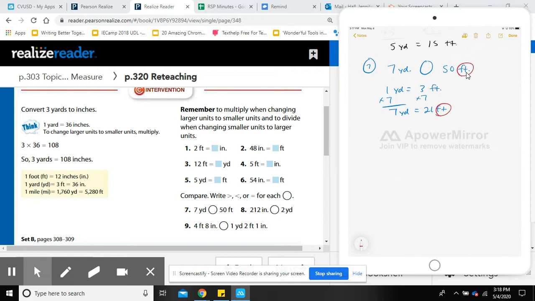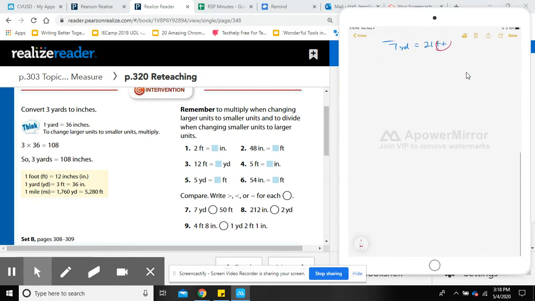So if this is 50 feet, well, I know that 7 yards is equal to 21 feet. So I'm going to write that down here, 21 feet, because those are the same. 7 yards is equal to 21 feet. Now I can compare feet to feet. What is bigger, 21 feet or 50 feet? 50 feet. So 21 feet is less than 50 feet, or 7 yards is less than 50 feet.